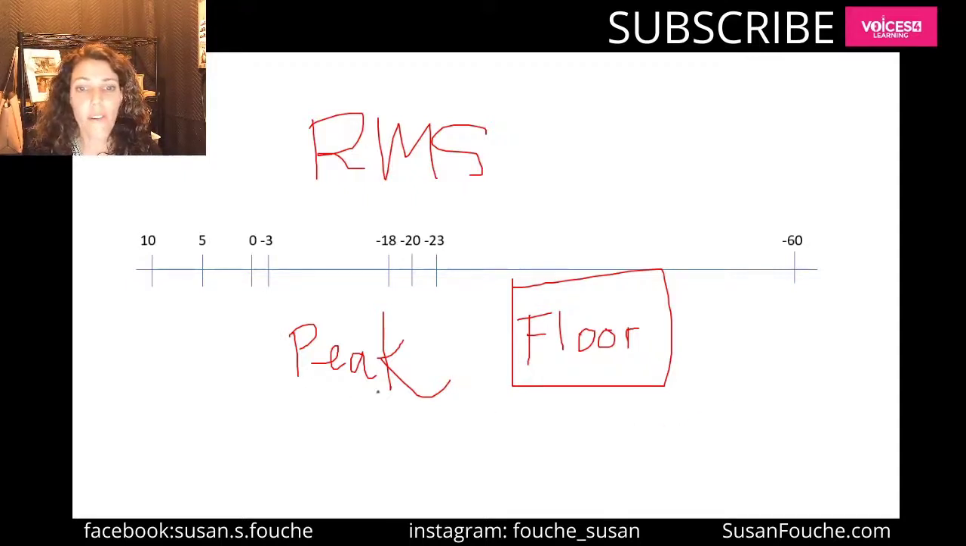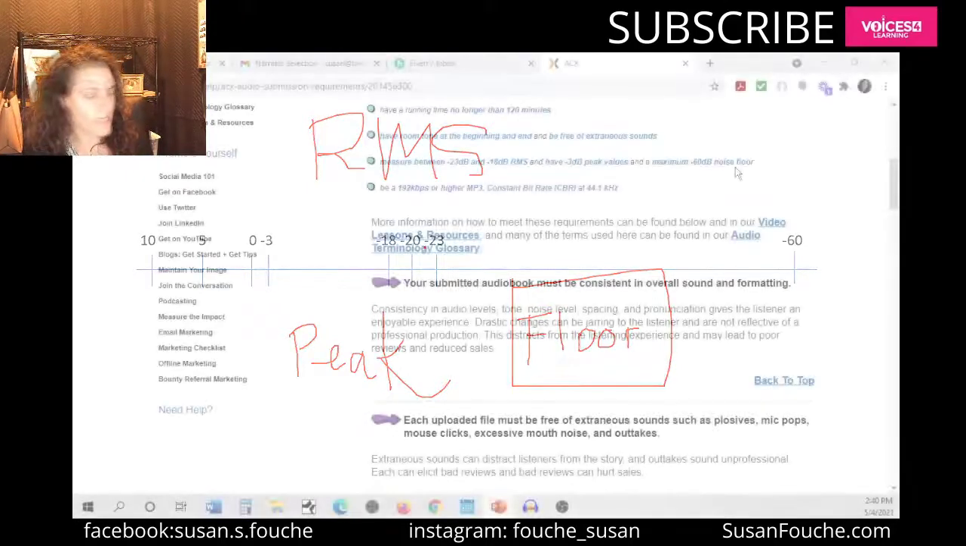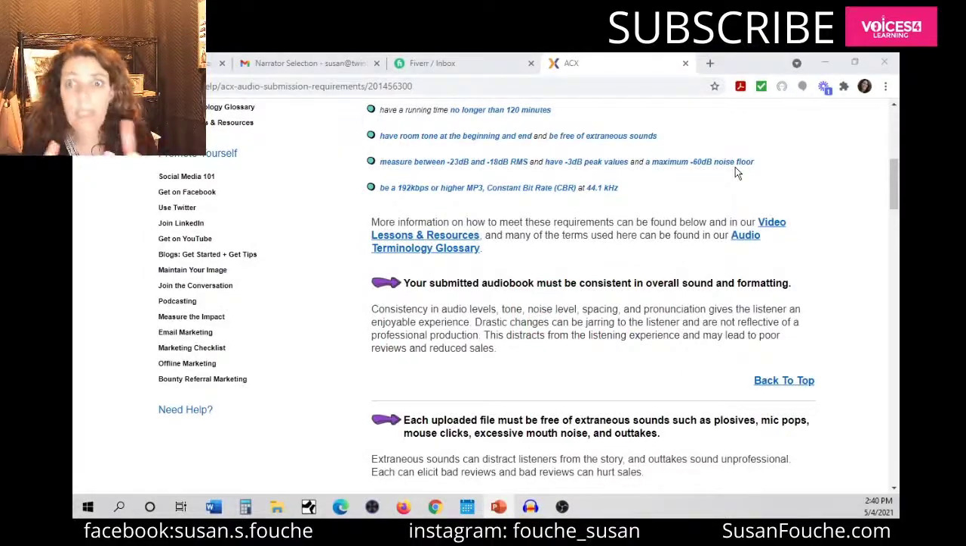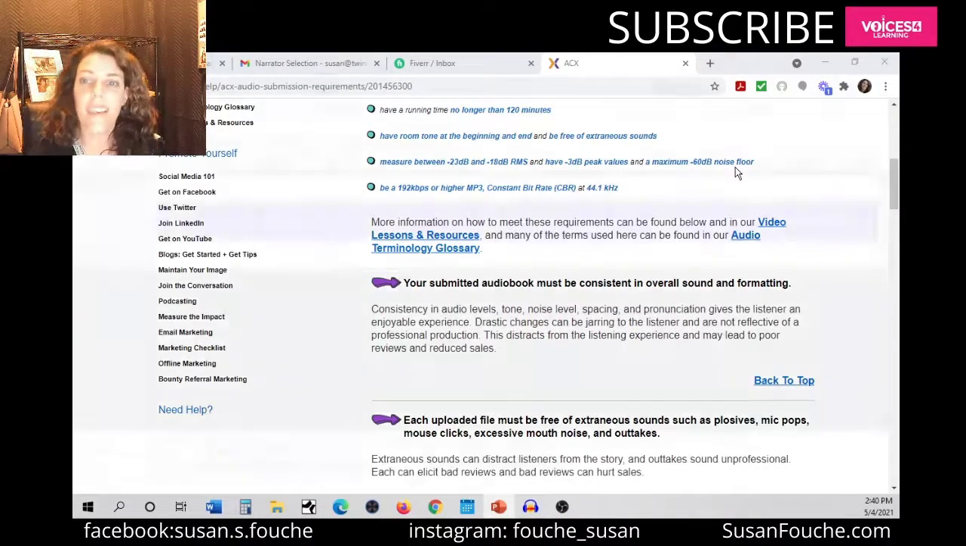Your peak level, which is the highest, it needs to be greater or quieter than -3. And your RMS, which is just the average, needs to be right around a 20, somewhere in between a -18 and a -3. So I hope that makes sense. Let me show you how to test your audio in Audacity.